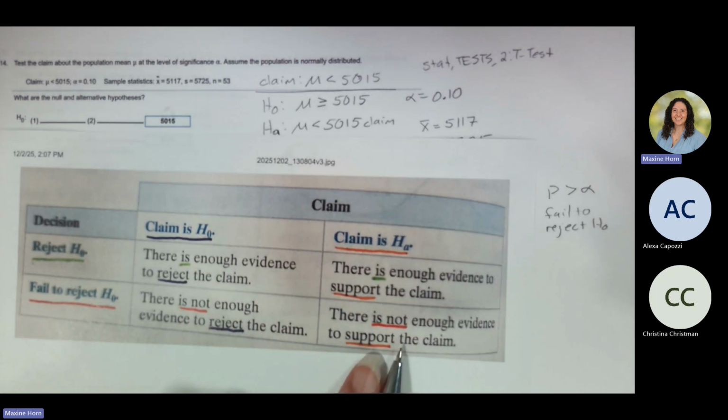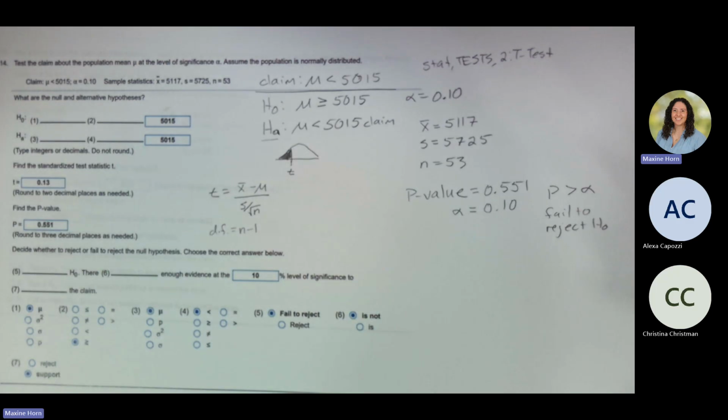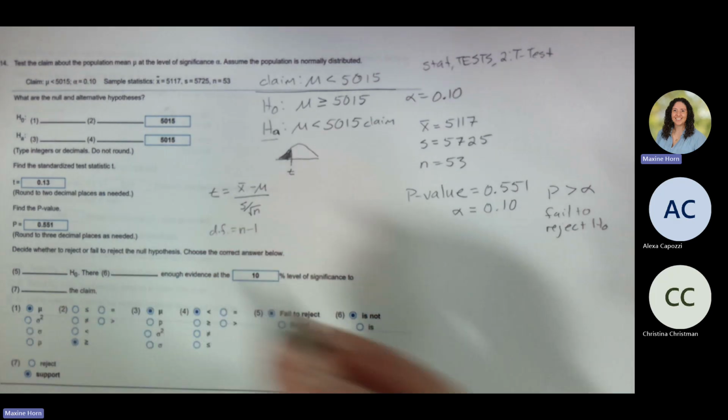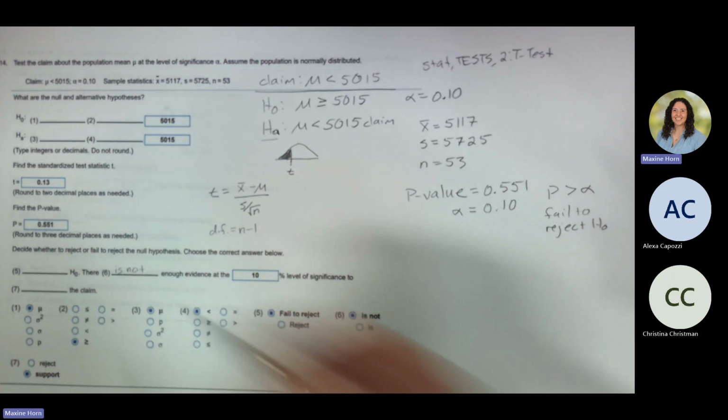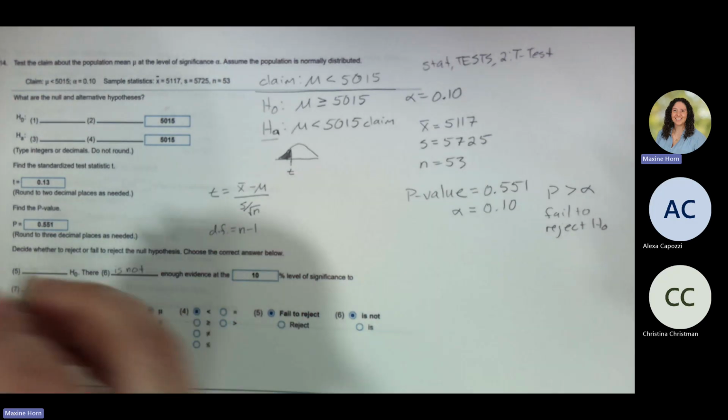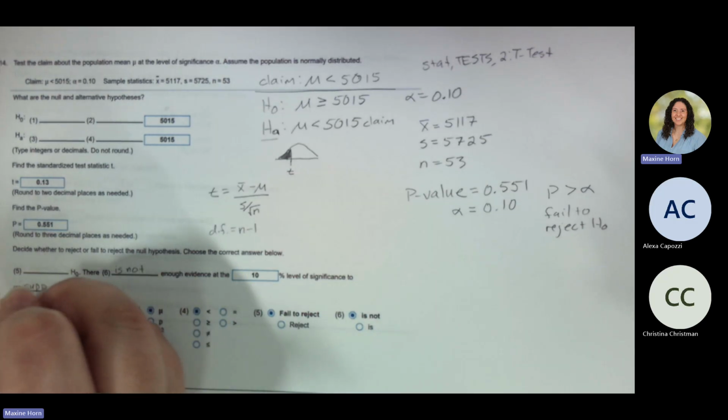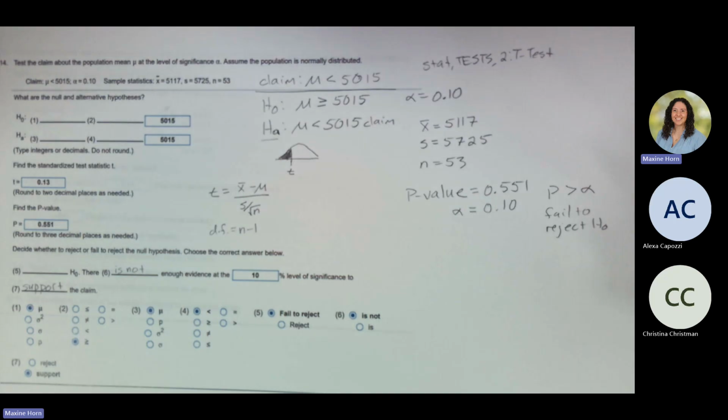So we say there's not enough evidence to support the claim. Okay, not enough evidence to support the claim. So there is not enough evidence to support the claim. And then we go through and we just fill in everything that we just found, but in the way that they want it.